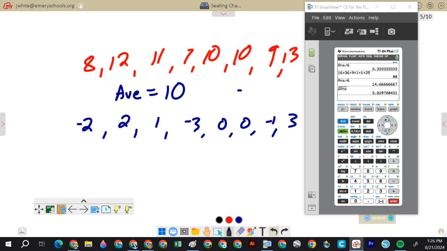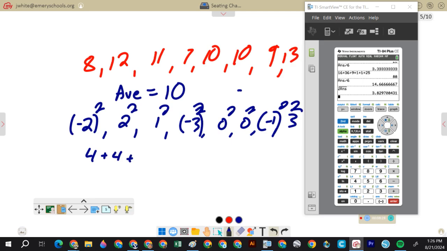Okay? Now, if I take the average of those, the positives and the negatives are going to cancel each other, and it's going to give me this really small number that doesn't make much sense. So I need to get rid of the negatives. So I go through and square everything. All right? So that gives me 4, 4, 1, 9, 0, 0, 1, 9. Then I add those up. So 8, 9, 18, 19, 28. So I get 28. What do I do with that?